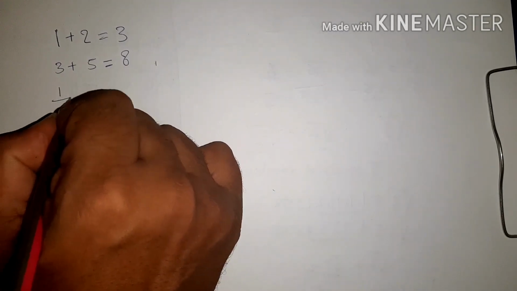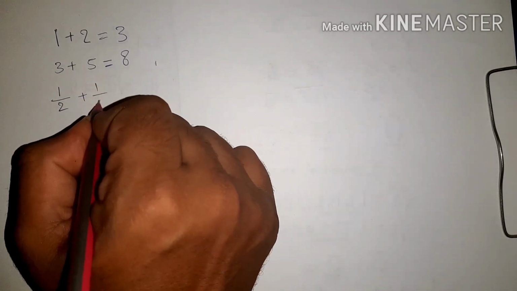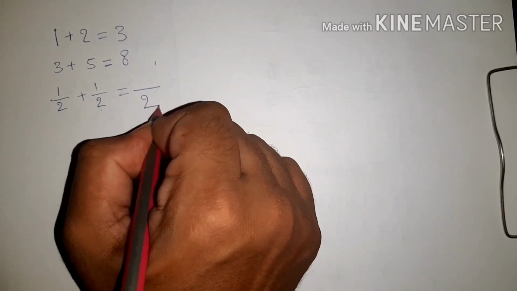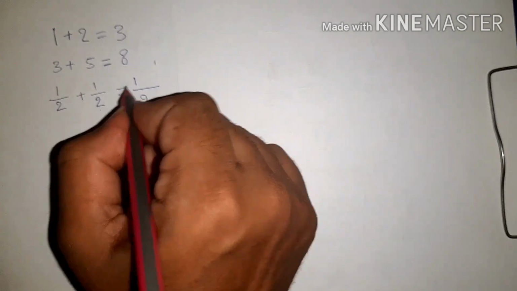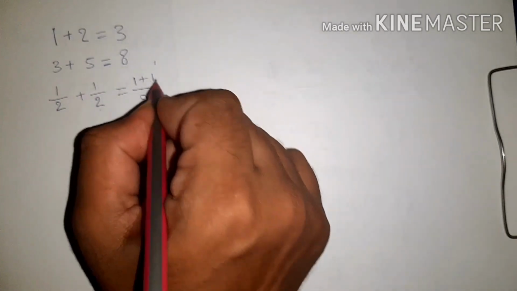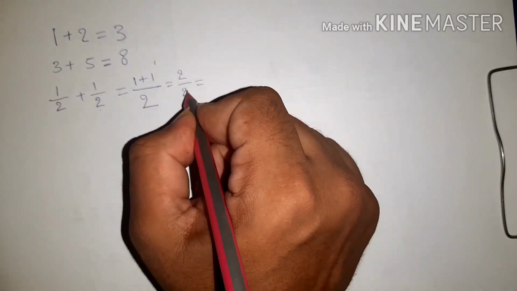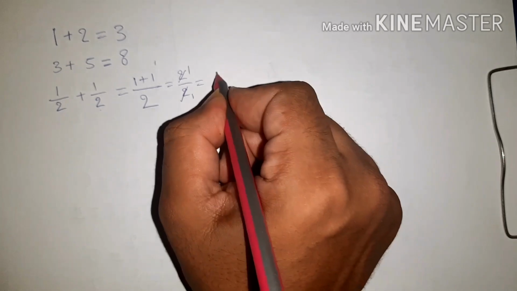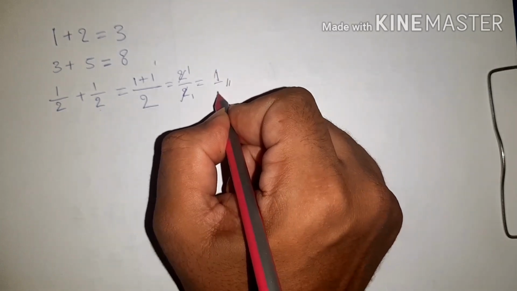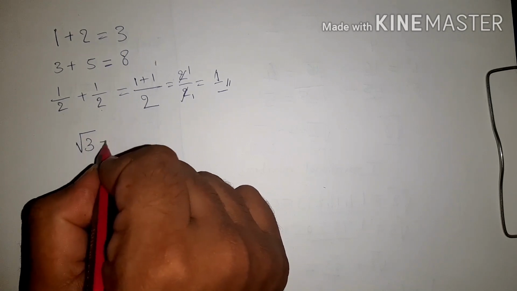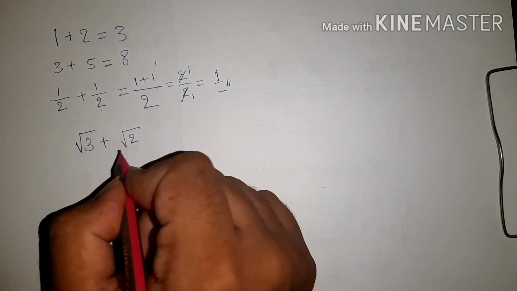Now what is the value of 1 by 2 plus 1 by 2? Both the denominators are the same, so the denominator is 2. Now the numerator, I must add 1 plus 1. What is the value of this? 2 divided by 2. What is the answer? 2 ones are 2. The answer is 1. And like this, can we add square root of 3 plus square root of 2?